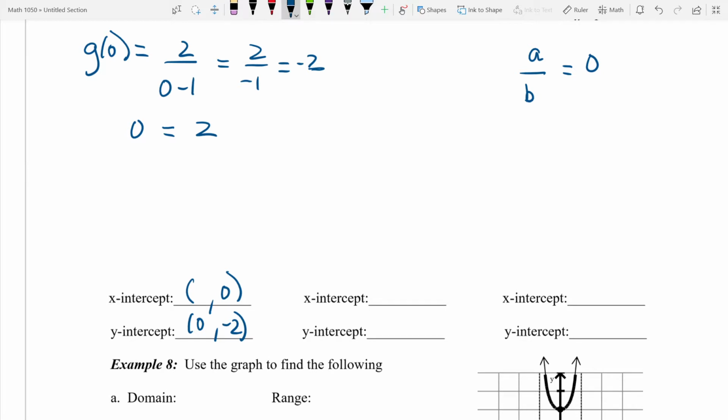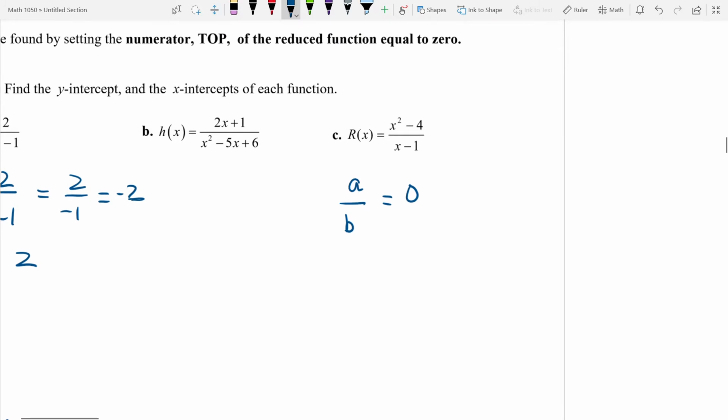Well, that's weird. 2 equals 0. Is 2 equal to 0? No. So it ended up being something weird, so the x-intercept is actually none, because the top can never be a 0. Okay, let's do the next one. On this guy right here.